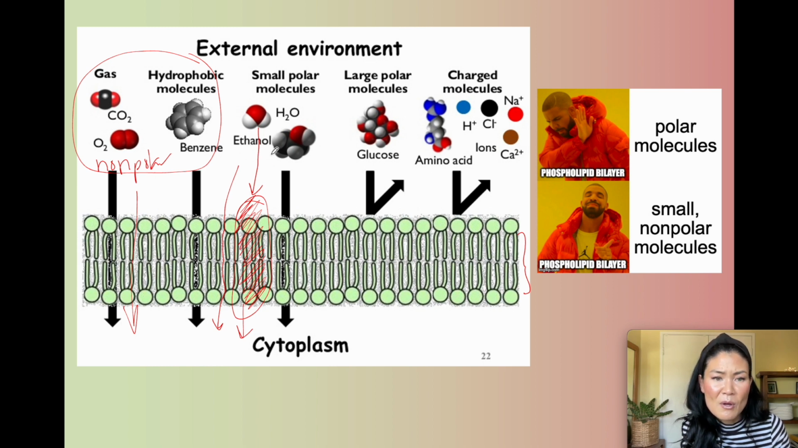Ethanol is a pretty small molecule. It can also slip through the phospholipid bilayer. But larger molecules like glucose or amino acids, they can't. And you can see the arrow here. They can't. They have to go through a transport protein. That's the only way in. Charged ions also cannot go through because they have a charge on them. They're going to be repelled by the phospholipid tails, the nonpolar regions, okay?